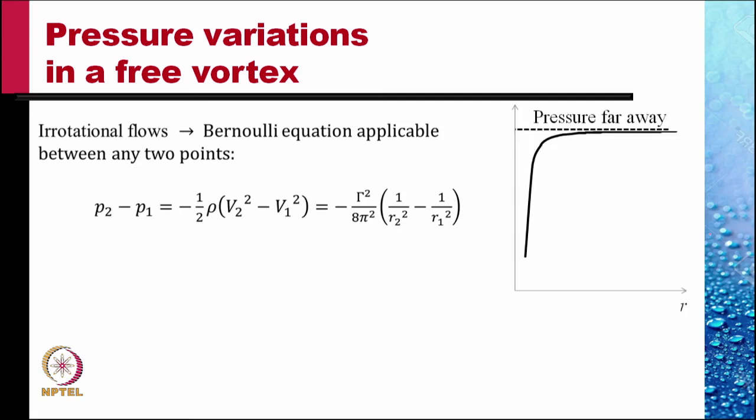This is the shape of the pressure distribution. Pressure far away, at r tending to infinity, is shown by the broken line, and then the pressure decreases as r decreases.